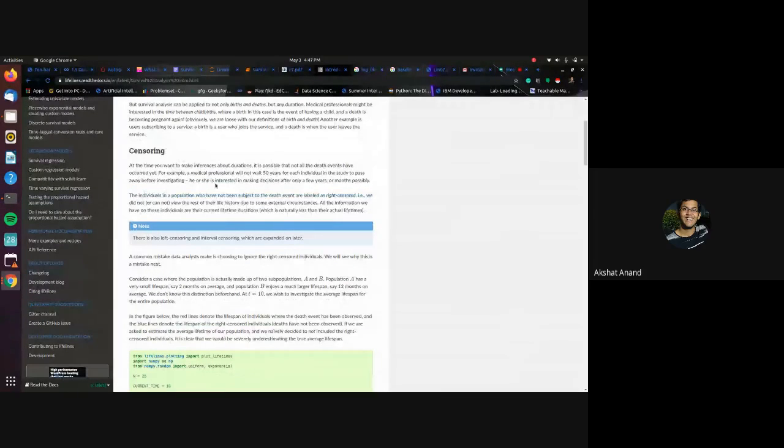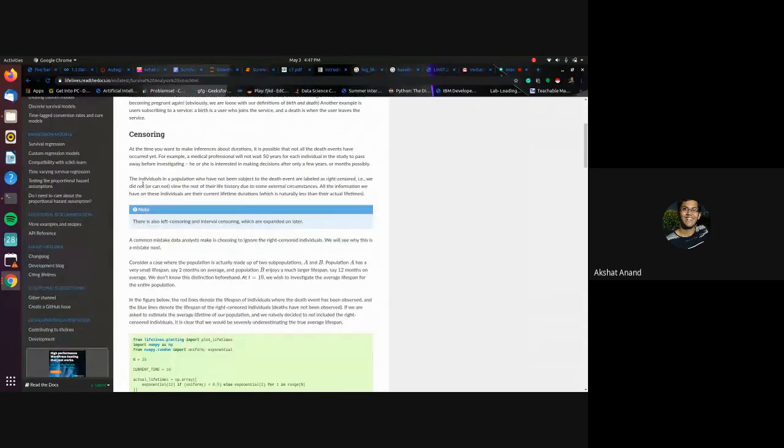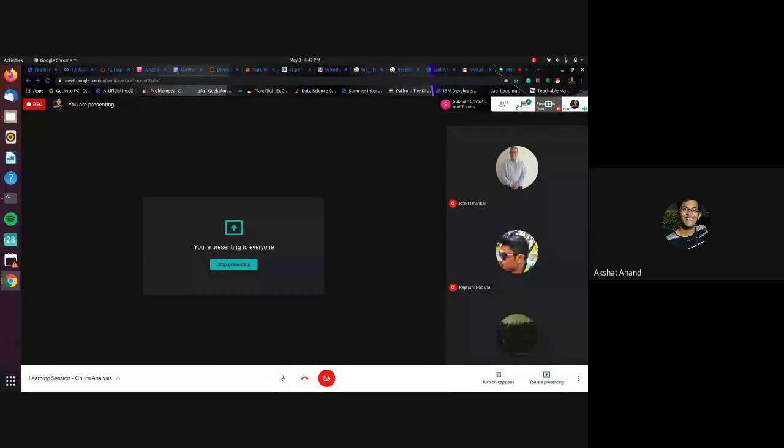like the example given here, where he is maybe interested in making a decision only for a few years or months. So generally, the individuals in a population who have not been subject to death events are labeled as right censored. That is, we did not view the rest of their history due to some external circumstances. So is everybody clear about right censoring?